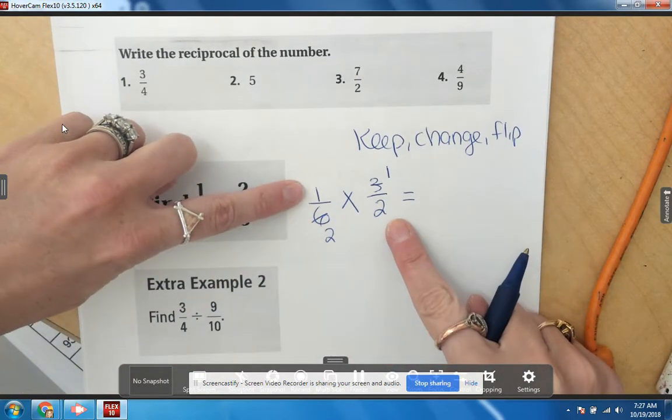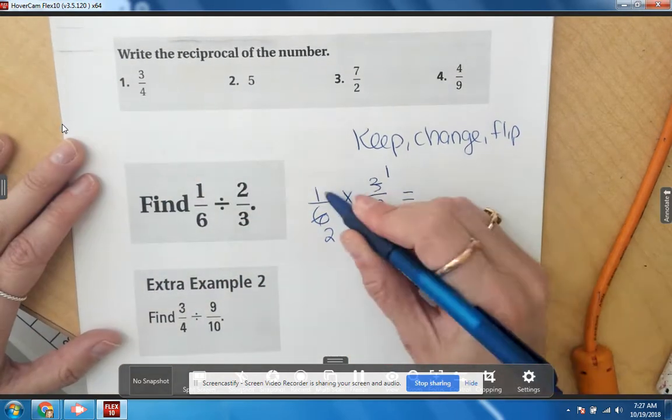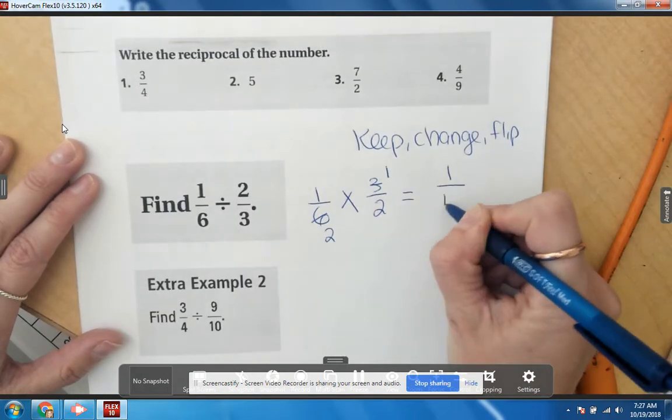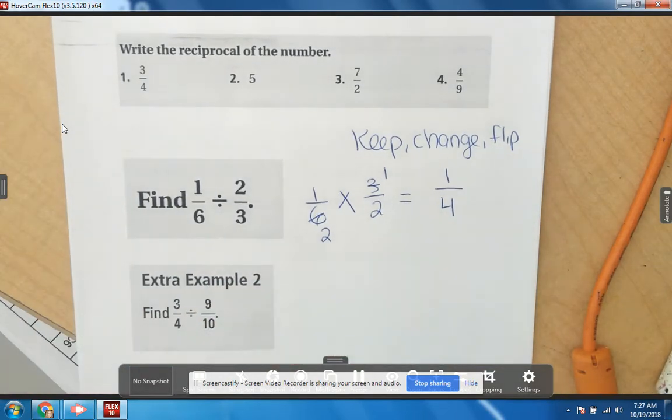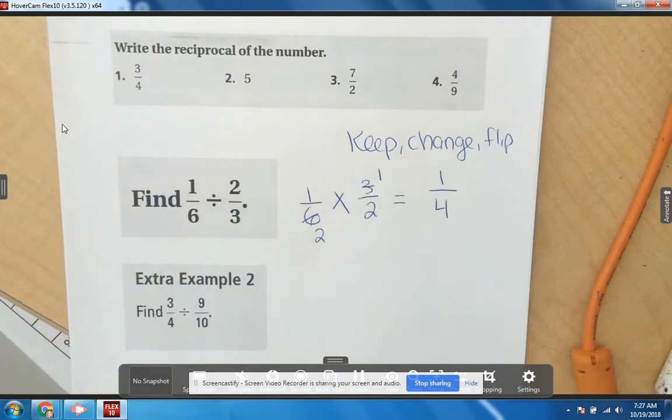I can't do anything with 2 and 1. I multiply right across. 1 times 1 is 1. 2 times 2 is 4. That's my final answer. So you don't actually do any division besides your cross canceling.